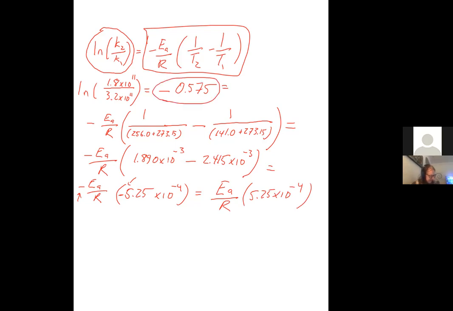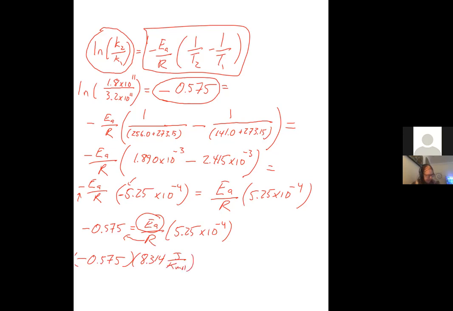Okay, so we have minus 0.575 equals E sub A over R times 5.25 times 10 to the minus 4, right? So now I just need to find E sub A. So I'm going to multiply both sides by R. Put it in parentheses just so that we don't lose track of where we are. What was R? 8.314 joules per K mole times 5.25 times 10 to the minus 4, and that equals E sub A.